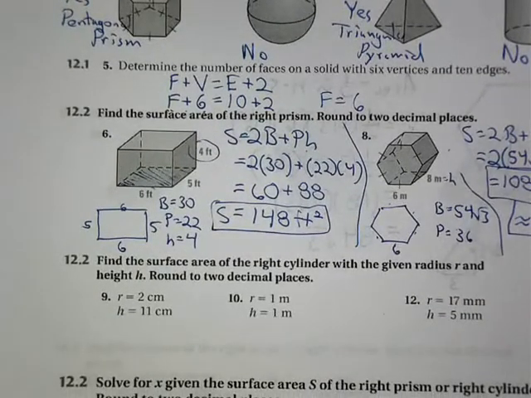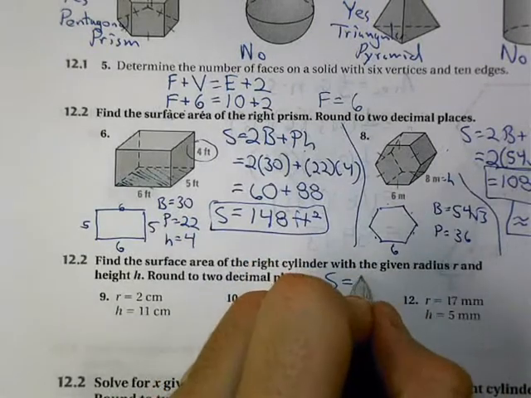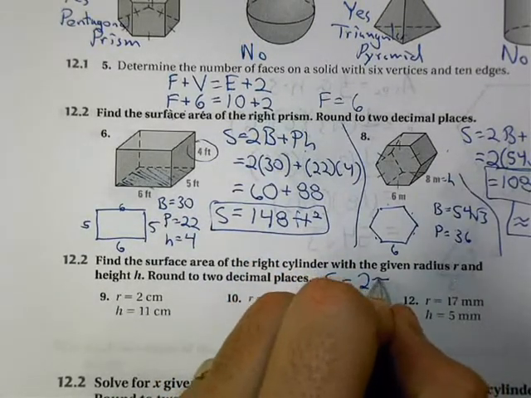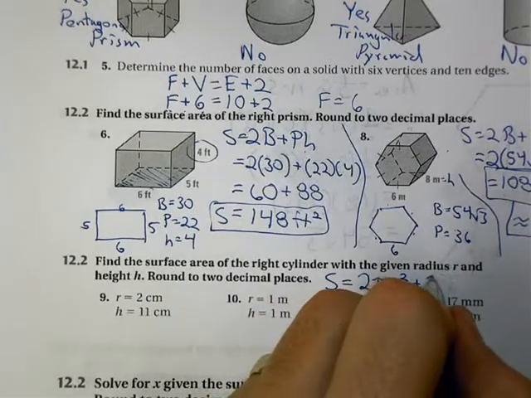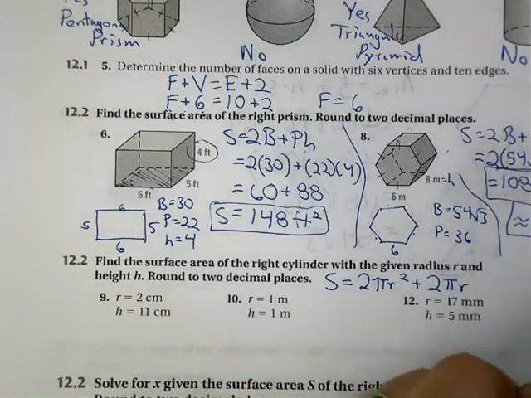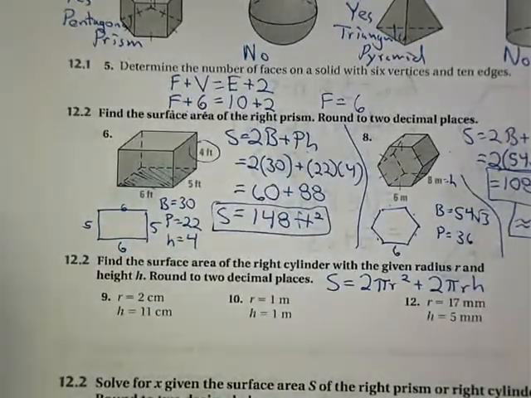Okay, we go down to number 9. Here we're looking at finding the surface area for our cylinder, and we're going to do that actually for all 3 of these problems. So we'll just write the formula one time. For surface area of a cylinder, we have 2 bases, so that's 2 times pi r squared. And then the lateral area is 2 pi r, which is circumference times height. So really all we need is a radius and a height.